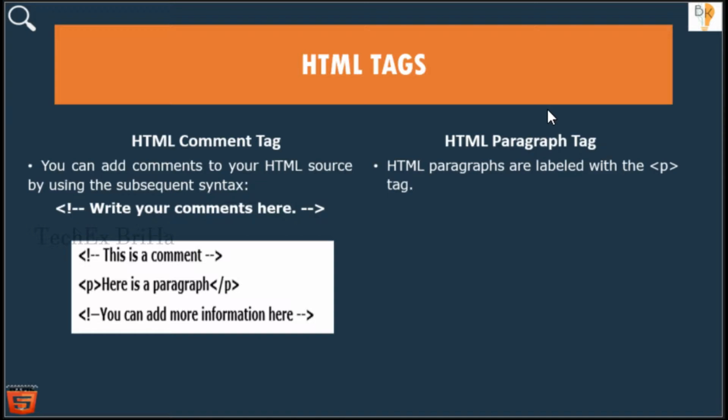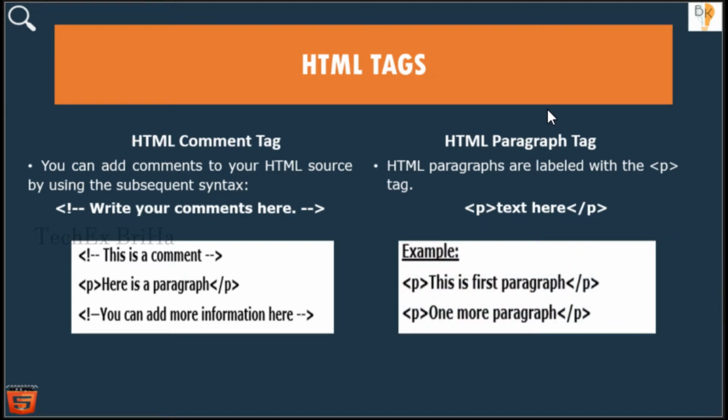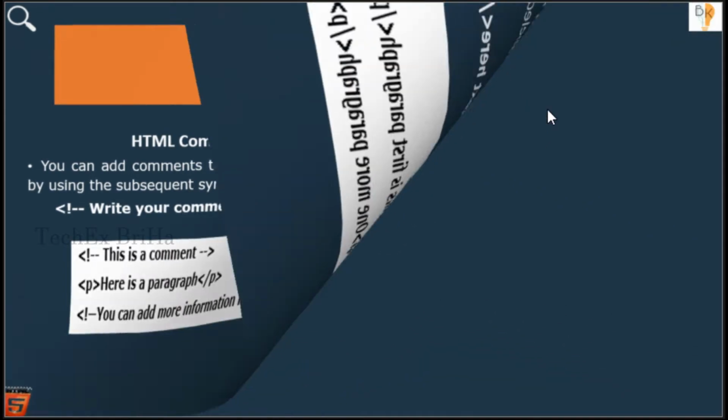Coming to the HTML paragraph, we can label this one with the P tag. Whenever any element is enclosed between the angular braces, we call it a tag. Here is an example for the paragraph tag.